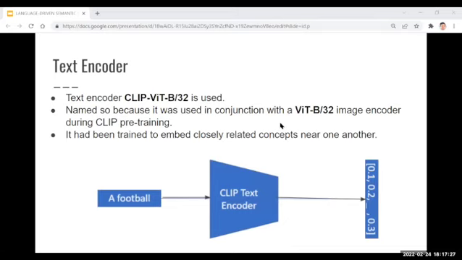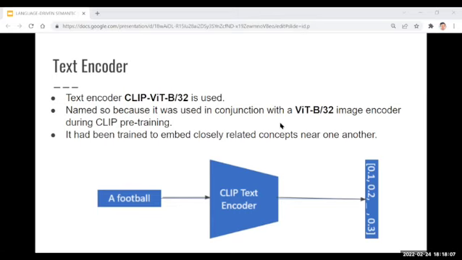Now let's talk about the first block, the text encoder. The text encoder used here is CLIP ViT-B/32. What they have done essentially is reuse the text encoder from CLIP. If you study the paper which introduced CLIP, they also trained this text encoder along with the visual data. So this was done previously in the CLIP paper.